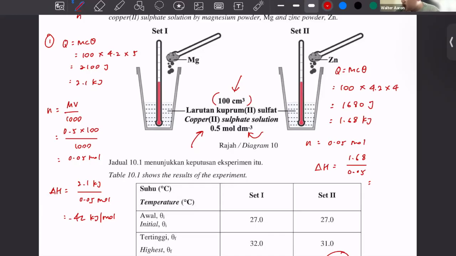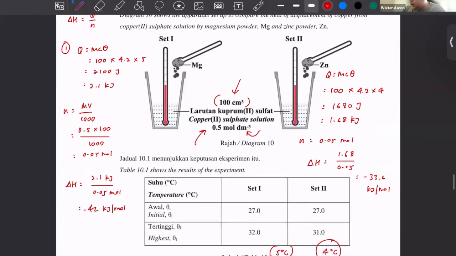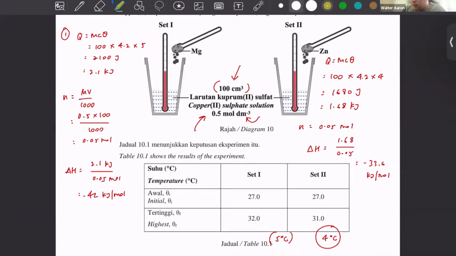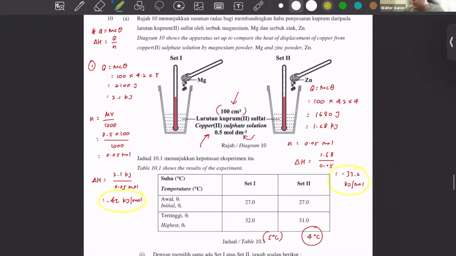So that will be around negative 33.6 kilojoules per mole. All right, so that will technically give you that particular answer. So in terms of the heat of displacement, we will say that between magnesium and zinc, there's a difference. Magnesium's heat of displacement towards copper will be higher compared to zinc. So that's the comparison that we can make over here.